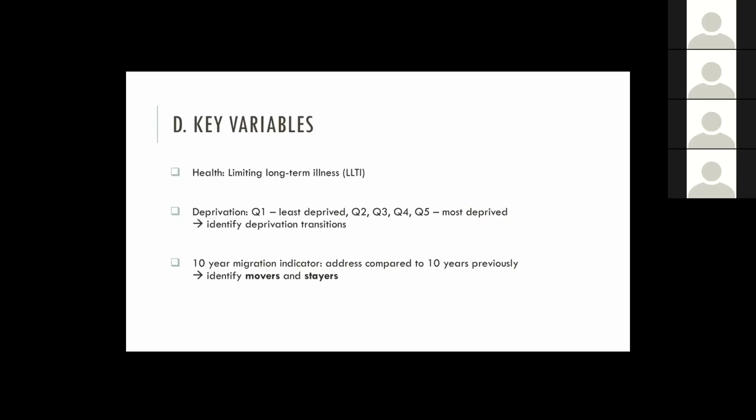So my migration indicator, as I said, is a 10-year migration variable. It's comparing address to 10 years previously, and this allows me to identify people who have moved, so movers, and people who have not moved, so stayers.